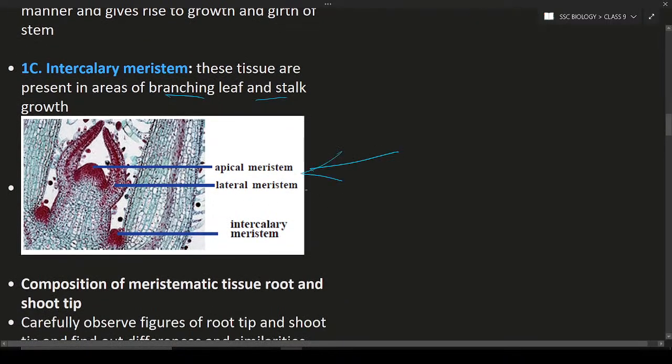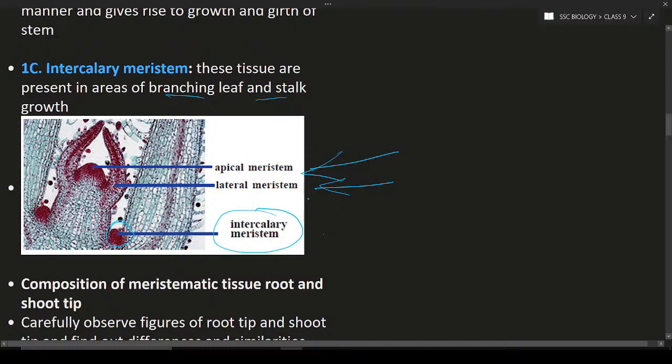What is apical meristem? On the tip, can you see here there is a tip. So on the tip the tissue is present. This is known as apical meristem. Next is the lateral. Lateral means on the sides. On the sides there is a tissue that is known as lateral meristem. Intercalary means in between the areas of branching. Can you see here there is a branching in the stem, so this is known as intercalary meristem. You can see this clearly.